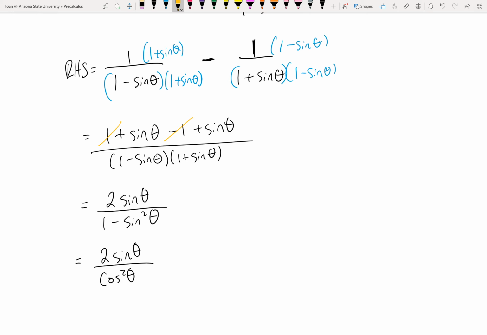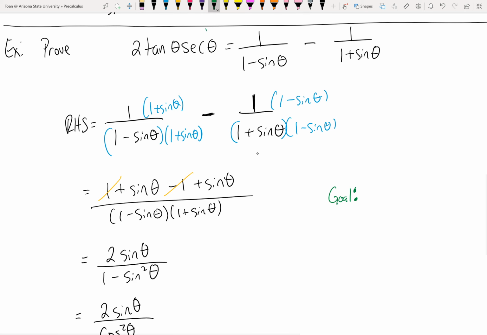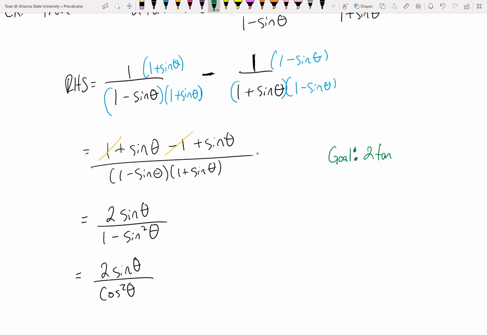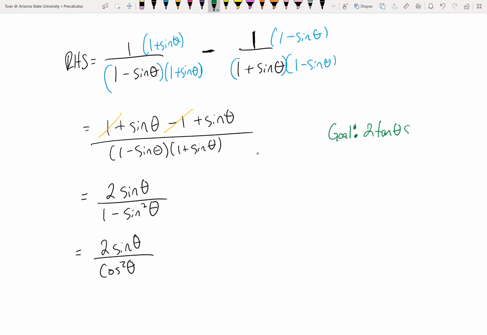Now, in all of this, we should always remember our goal. So I always like to write down my goal. What is it that I want to end up with? Well, since I start on the right-hand side, I want to end with the left-hand side. So I want to end with 2 tangent secant.